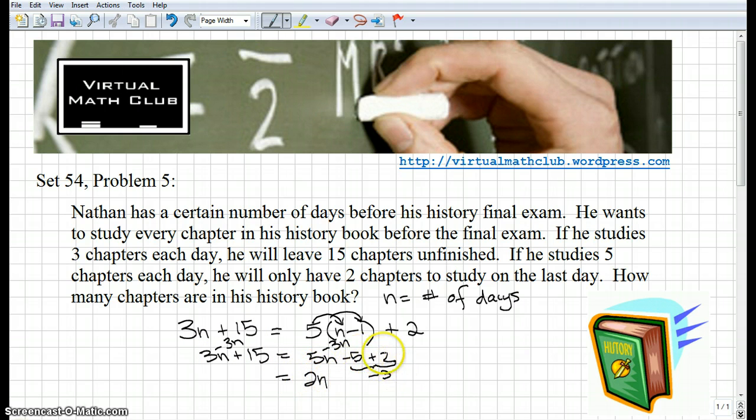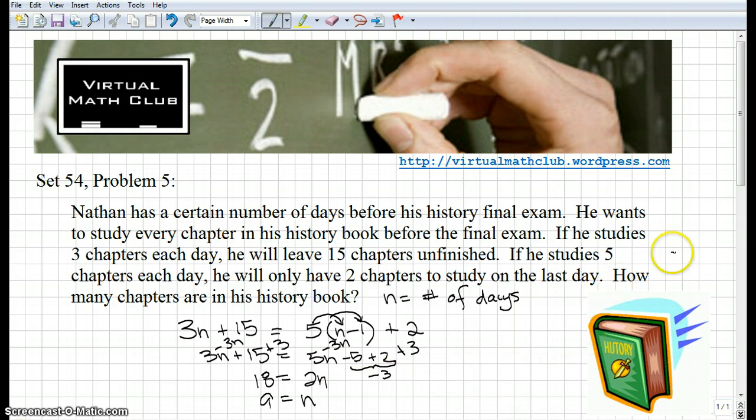Okay. Now we have a minus 3 here and 15 over here. So if I add 3 to both sides, then I get rid of the constant terms on the right side, and I have all the constant terms on the left side. So 15 plus 3 is 18. And all I'm left with on this side, when I take minus 5 plus 2 plus 3, is just 0. So I end up with this equation: 2n is 18. So then I can find that n is equal to 9. And that's the number of days that he has left to study.